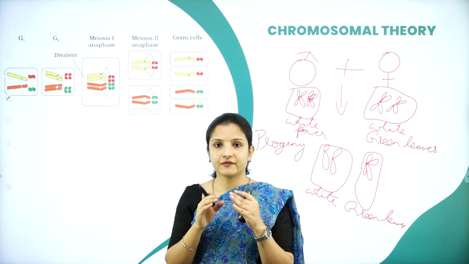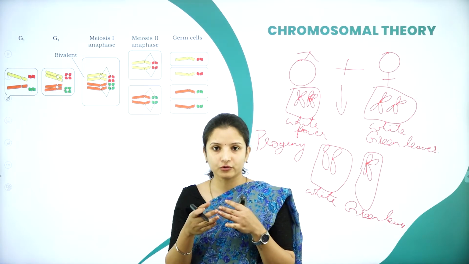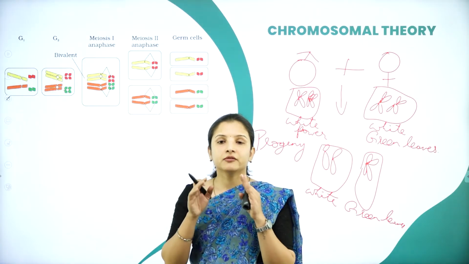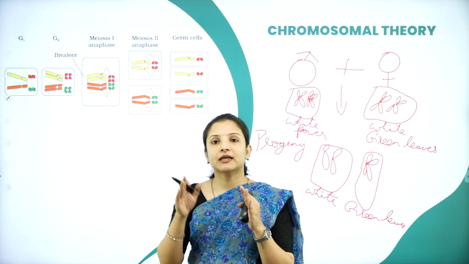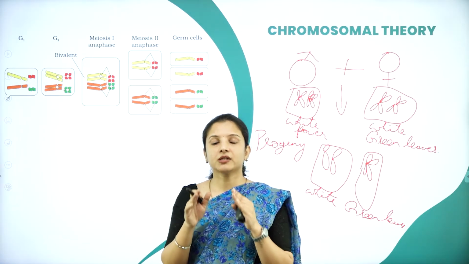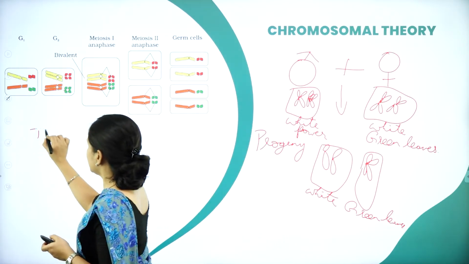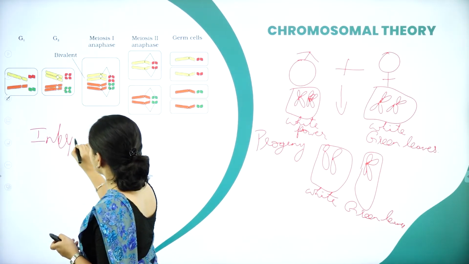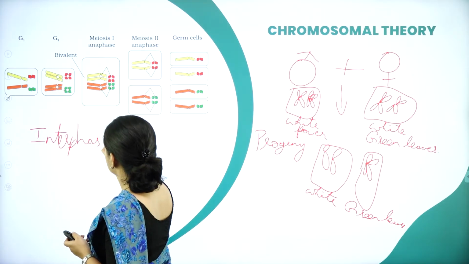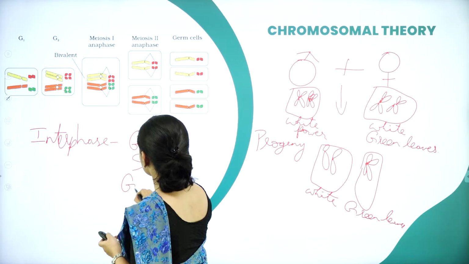So in the interphase, what happens? The cell prepares itself for the duplication of the chromosomes. The interphase has the G1 phase, the S phase, and the G2 phase. These are the different phases of cell division, and the first phase of cell division is the interphase.